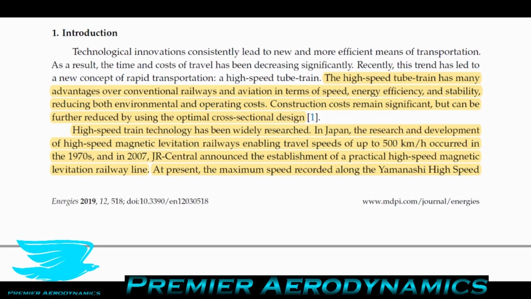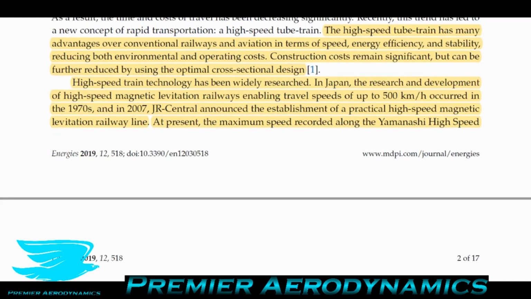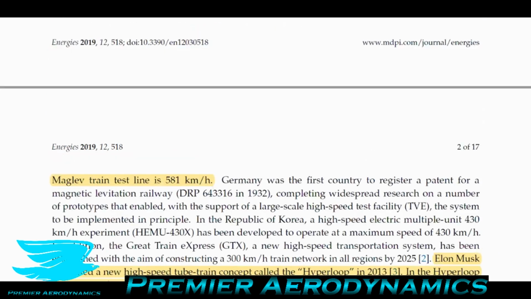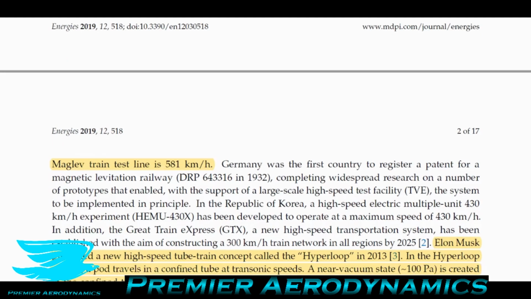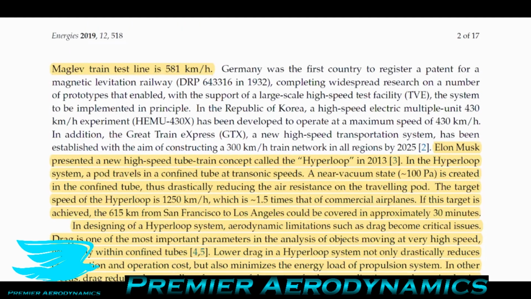And you can take a high-speed train from Tokyo up north, to the top of the main island, in less than 3 hours. It's quite a long distance. So at present, the maximum speed recorded along the Yamanashi high-speed maglev train test line is 581 kilometers per hour, which is very high considering how dense the air is at ground level.